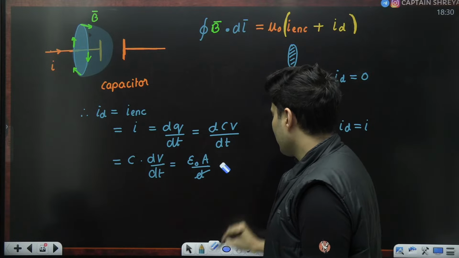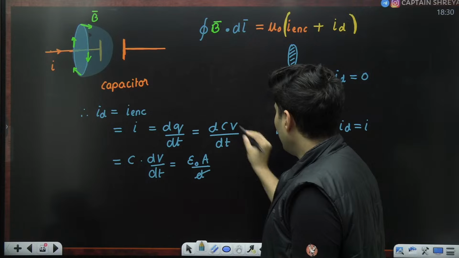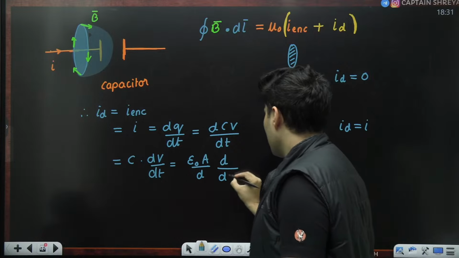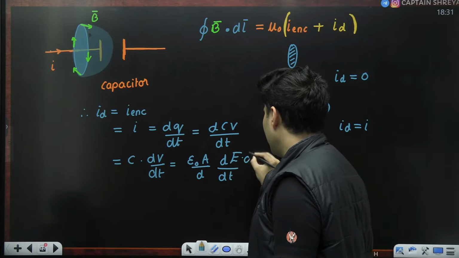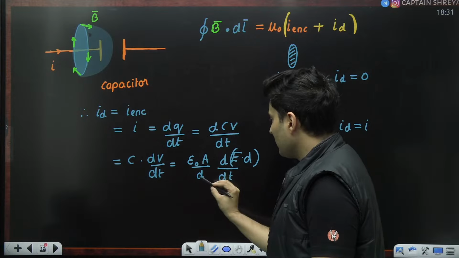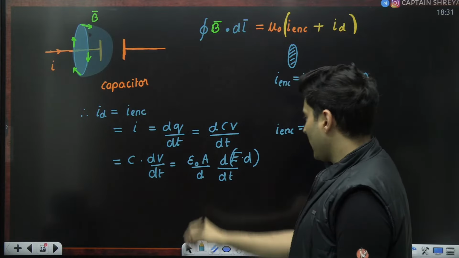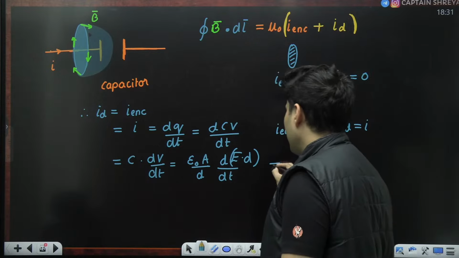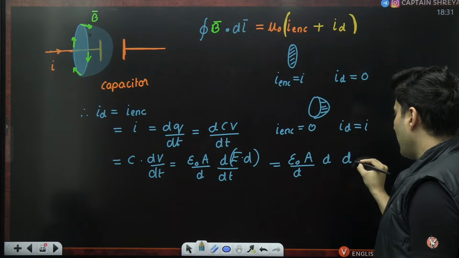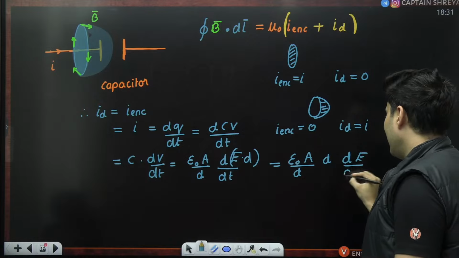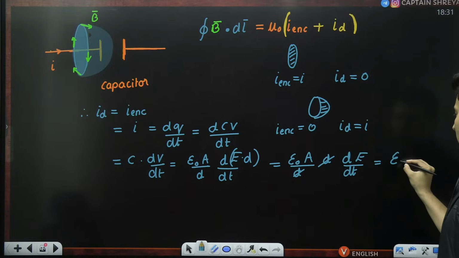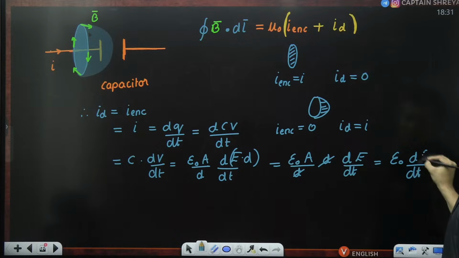So think of it like this. This voltage is nothing but electric field into distance. Don't get confused with this d and this d. This is the derivative, this is the distance between the plates of the capacitor. So if I take d outside, it will become epsilon naught A by d, that d is outside, and then we have dE by dt. This d and this d got cancelled. Now take this area inside, it will become epsilon naught d by dt of EA.